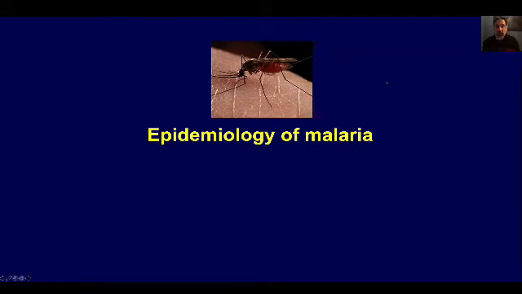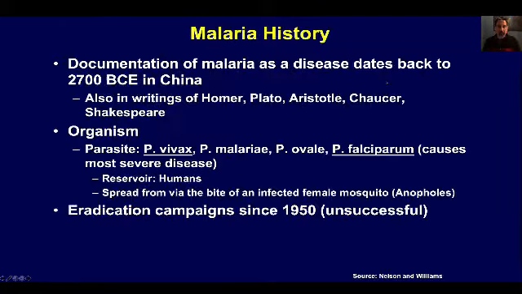Okay, moving on to the epidemiology of malaria. There's been documentation of malaria as a disease going way back to 2700 BCE in China, and also in some of the writings of the great writers. The organism that causes malaria is a parasite. There are different species of the parasite that cause malaria. The most common ones are Plasmodium vivax and Plasmodium falciparum. And falciparum is the species that causes the most severe disease.